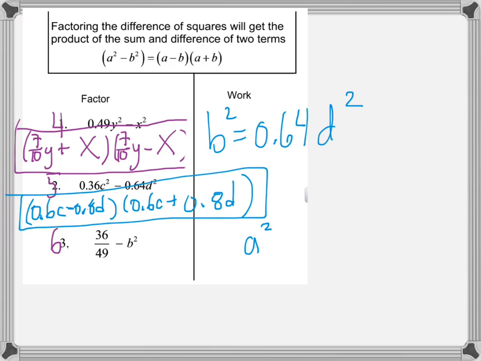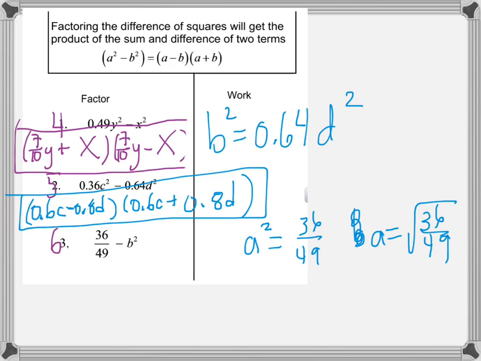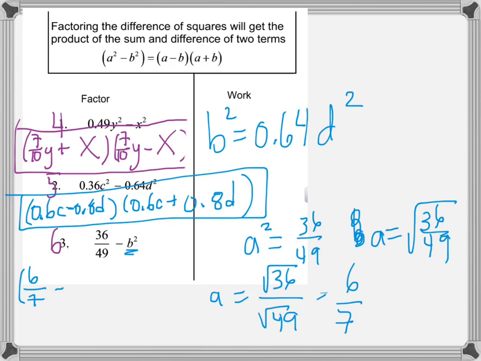So our a squared term is going to be 36/49. So our a term has to be the square root of that. Okay, and so what we want to do here is take the square root of both numerator and denominator. That's going to be 6/7. Okay, so this is going to be 6/7 minus, we can already see that this is going to be b right there because we want to take the square root of it.